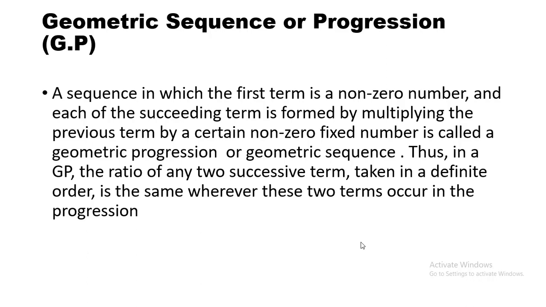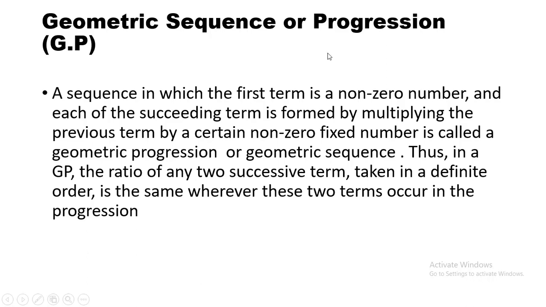A sequence in which the first term is a non-zero number. Now this condition is very important, that it should always be a non-zero number, and each of the succeeding terms is formed by multiplying the previous term by a certain non-zero fixed number, is called a geometric progression or geometric sequence. Thus, in a GP, the ratio of any two successive terms, taken in a definite order, is the same wherever these two terms occur in the progression.